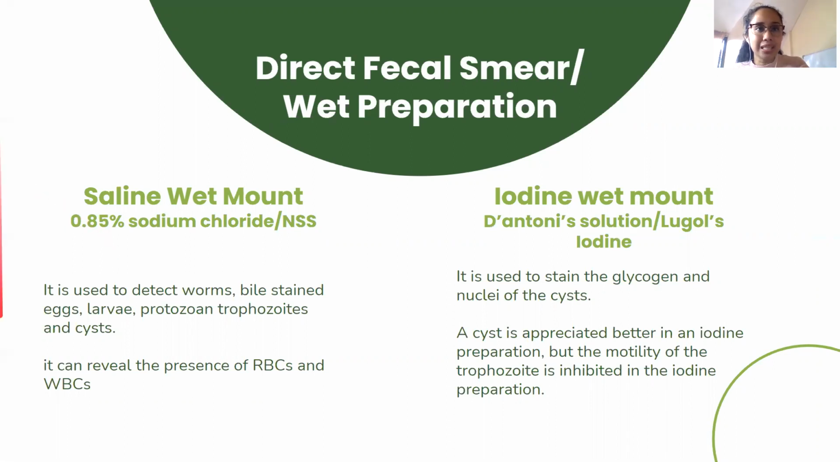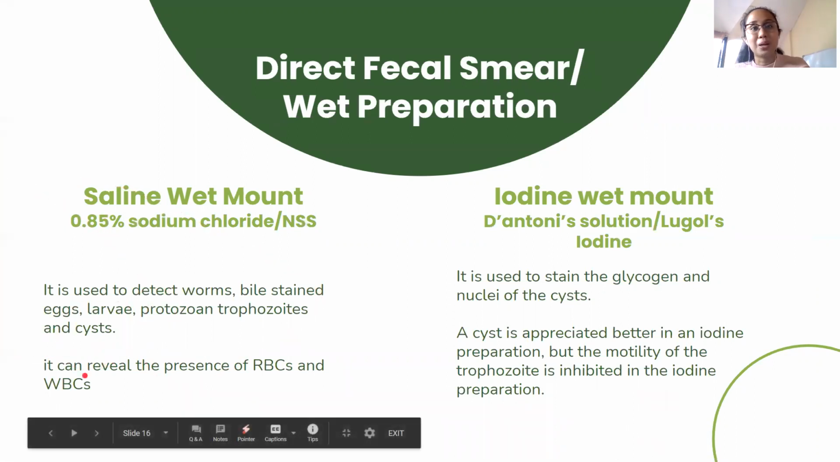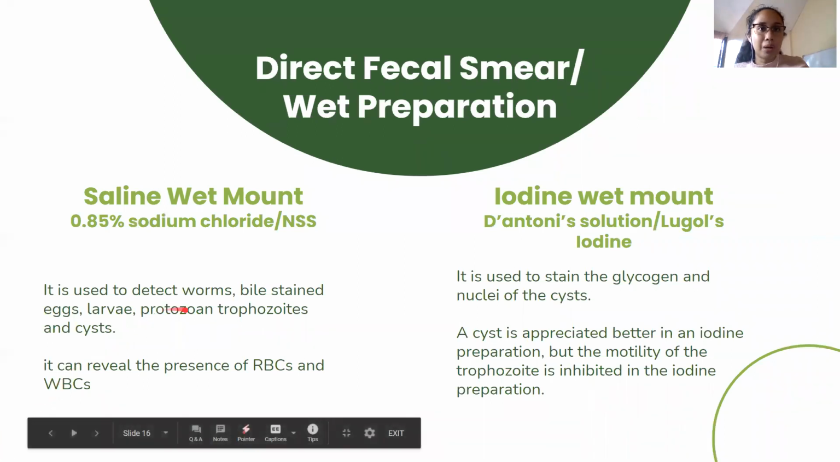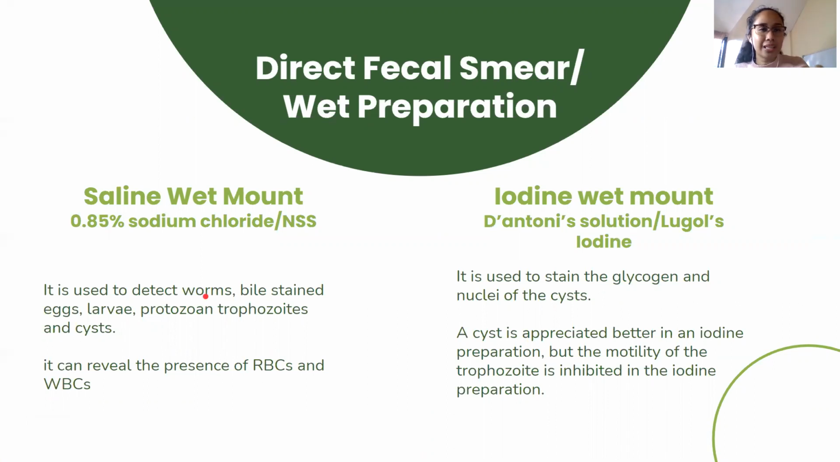So what can be seen in your saline wet mounts? Basically, you emulsify your stool with saline. You mix it until homogenized, then place the cover slip. So class, in the saline wet mount we could see worms, bile-stained eggs, larvae, protozoa, trophozoites, and cysts. Not only that, we could also see white blood cells and red blood cells. So almost everything can be seen in the saline wet mount.